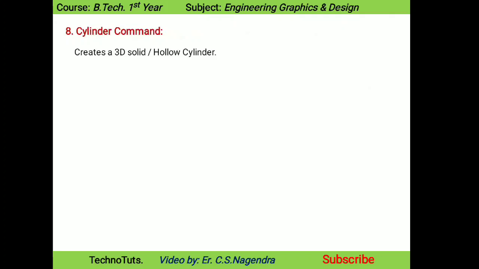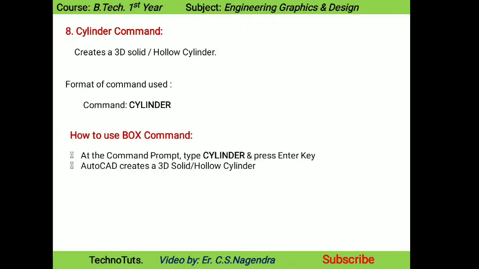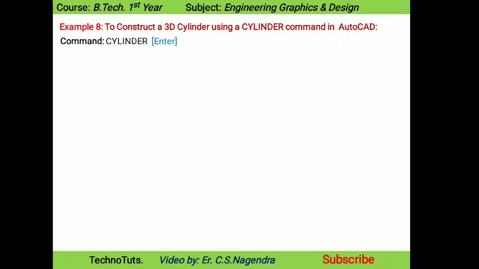Okay students, now let us see the cylinder command. The 8th command is the cylinder command. It creates a 3D solid or hollow cylinder. The format of the command used is: at the command prompt, type cylinder. It is written wrongly over here as box, but it is the cylinder command. At the command prompt, type cylinder and press the enter key. Give whatever dimensions you want to draw the cylinder with and press the enter key. The cylinder gets constructed on the screen.